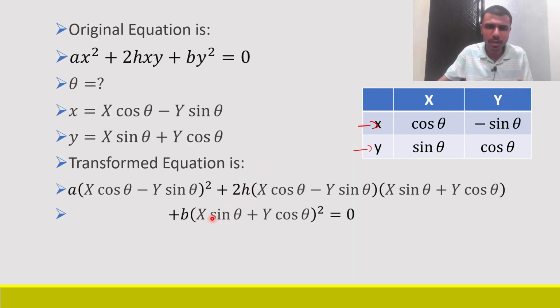That's my basic way of expanding. Now b into, this is of the form a plus b whole square. So a square plus b square plus 2ab. So X sin theta whole square plus Y cos theta whole square plus 2 into X sin theta into Y cos theta.